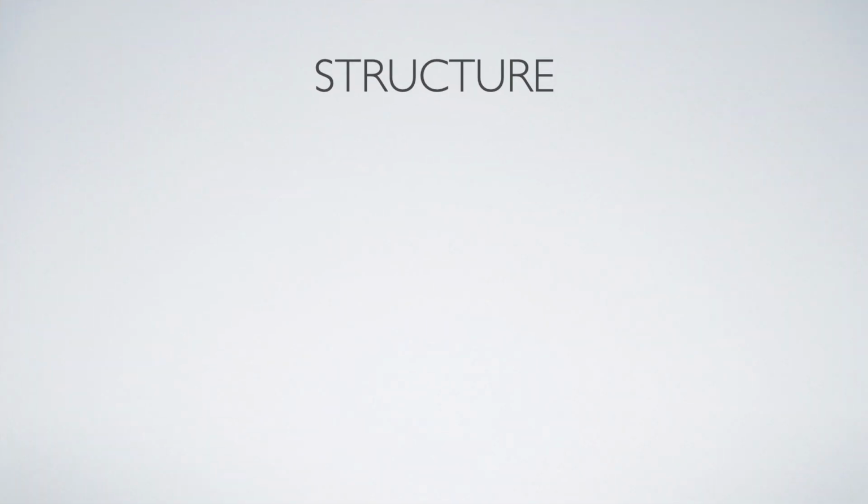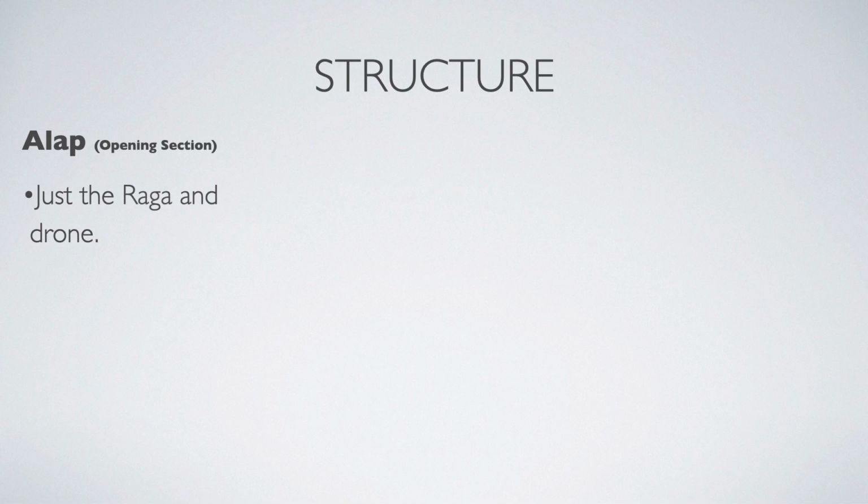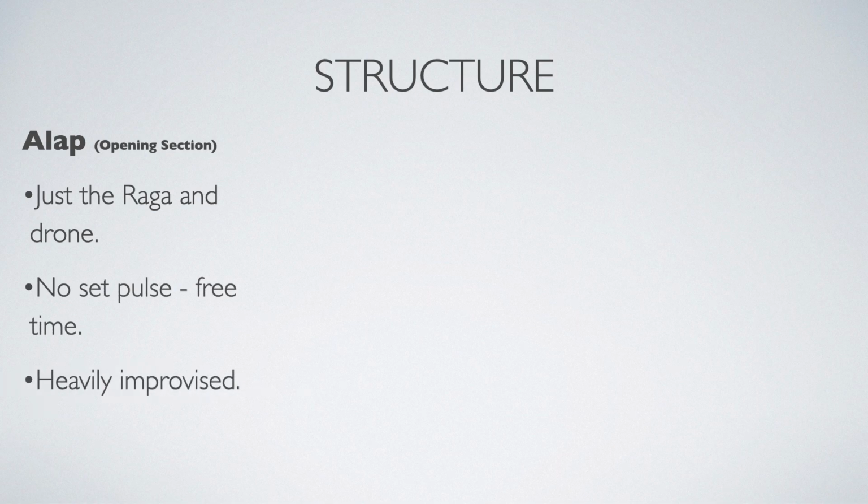Now we're going to take a look at the structure used within a piece of Indian classical music. And a typical piece of Indian classical music will be separated into 3 sections. The first section is called the alap. Now, in the alap, we only have the raga and the drone. The tabla does not play, meaning there's no set pulse and it's completely free time, and this section of the performance is heavily improvised.